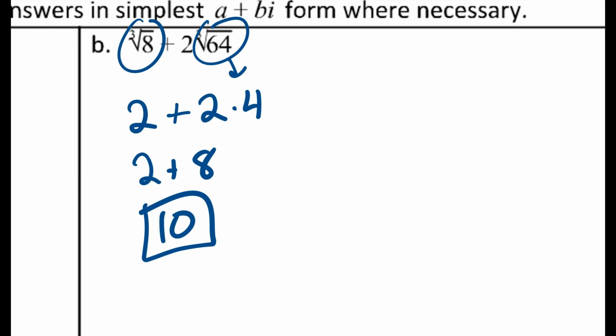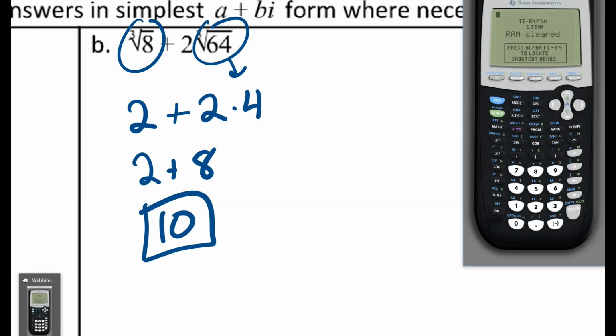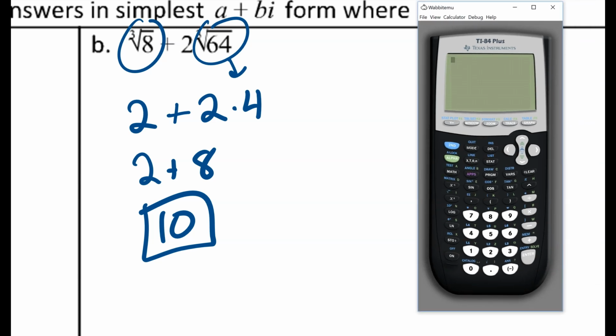Now, if you don't remember any of your perfect cubes, the good news is your calculator has a function to do that. If you hit the math button and arrow down to number 4, you'll see a cube root. If you just type that in, it'll tell you if it simplifies or not. So if you're never sure if you have a perfect cube, always just test it out in your calculator to make sure it works.